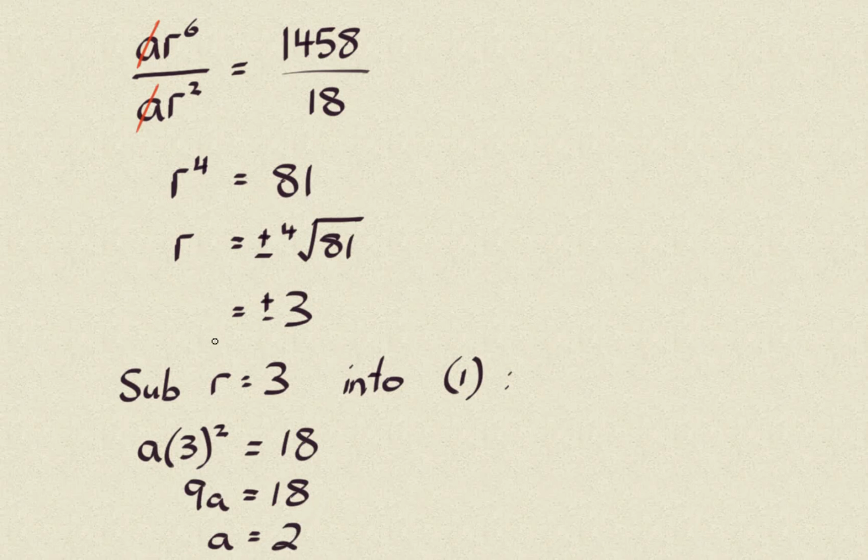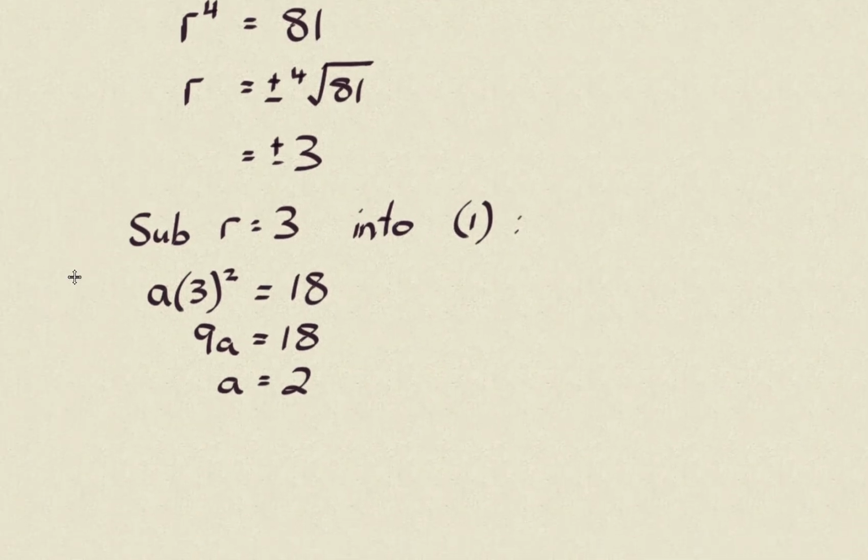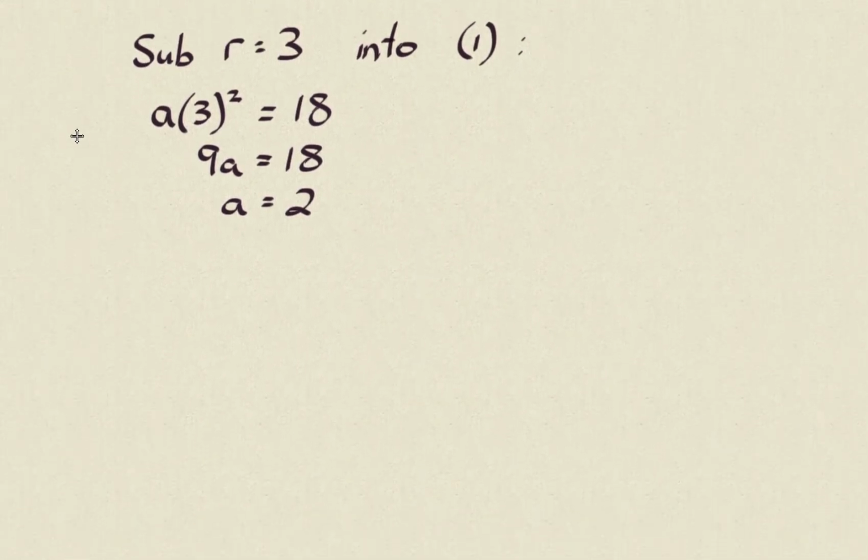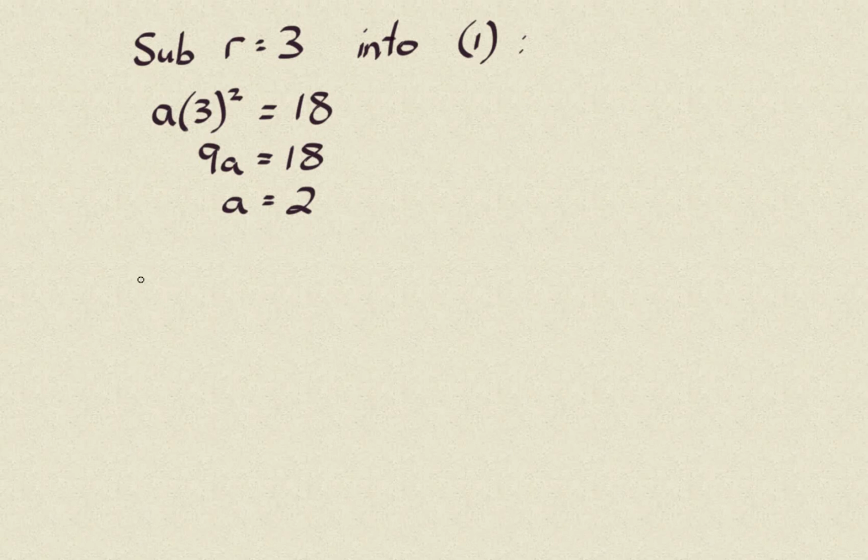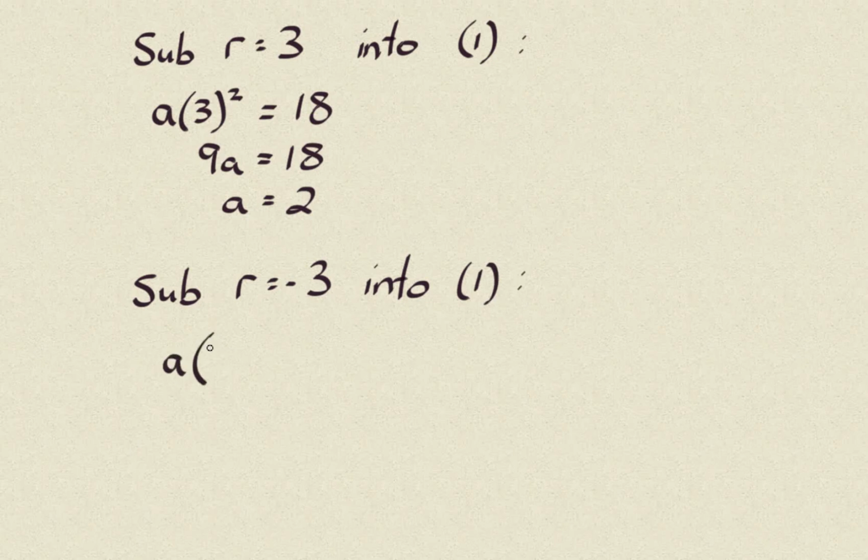But we also had r equal to negative 3, so we need to check what happens there as well. So let's also sub r equals negative 3 into equation 1. And we can see because of the squared, that negative 3 all squared is just going to become 9. So once again, we get a equals 2.